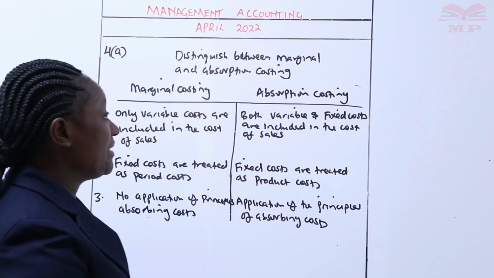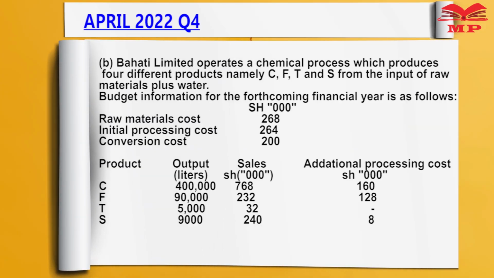We move on to part B of the question. We are told that Bahati Limited operates a chemical process which produces 4 different products from the input of raw materials plus water. Budget information for the forthcoming financial year is as follows. So we have the given details of raw material cost, initial processing cost, and conversion cost. We also have details on product output, sales, and additional processing cost.